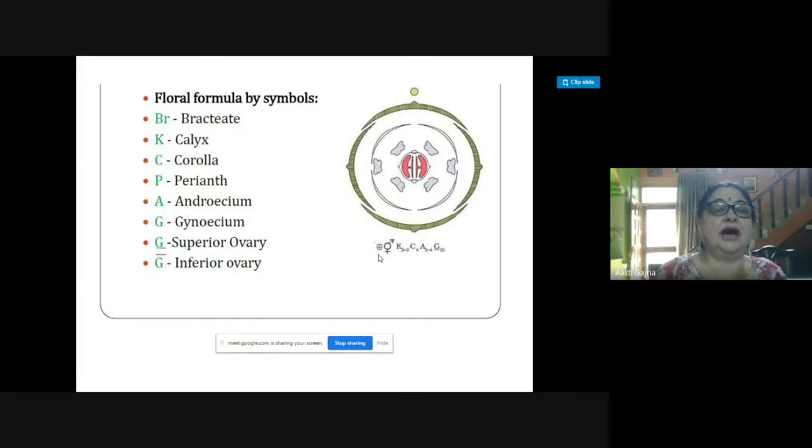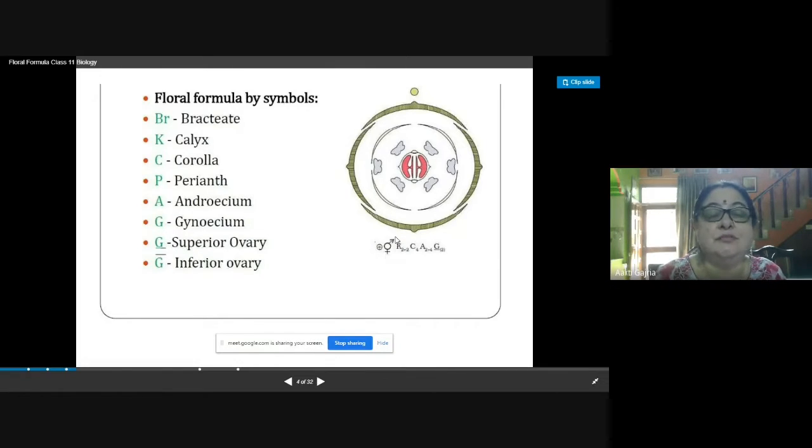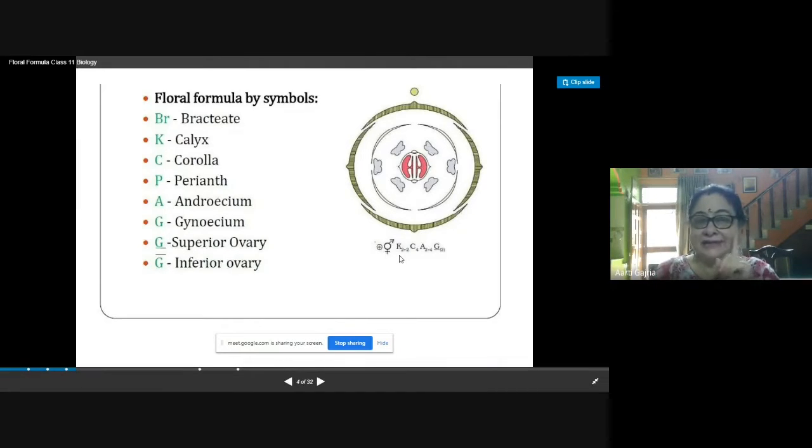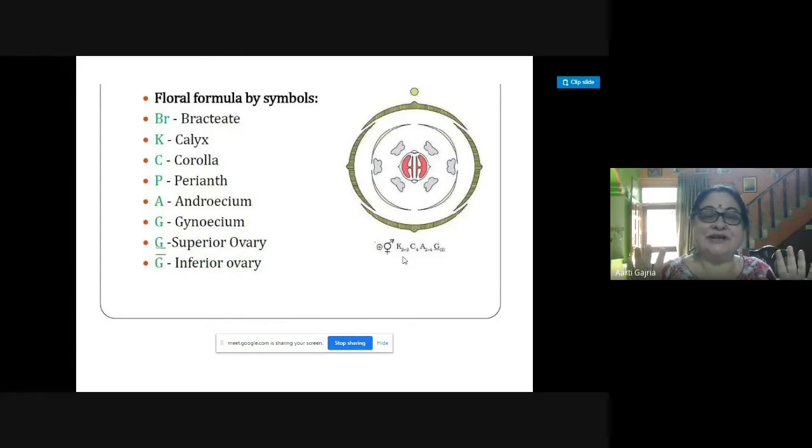And then this is bisexual. The flower is bisexual because the arrow is there and the plus sign is there. Both are there, which means the flower is bisexual. Now this calyx. Calyx is capital K, and calyx is for the sepals. Now they have written K 2 plus 2. That means for the calyx, how many sepals are there? 4 are there. 2 plus 2, the 4 sepals are there.